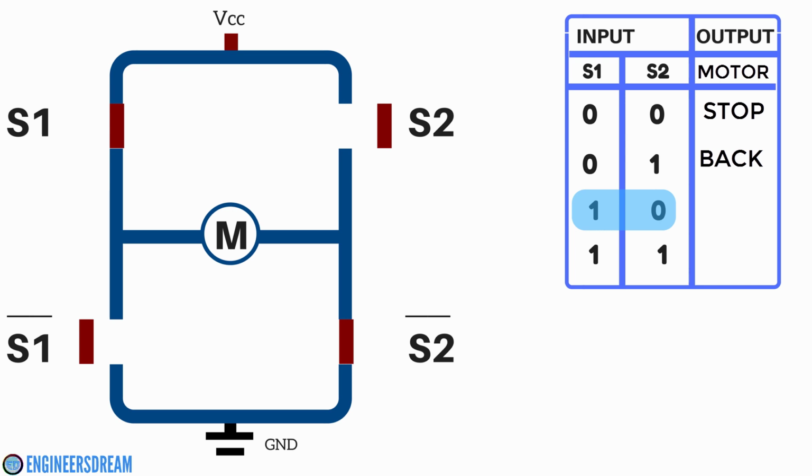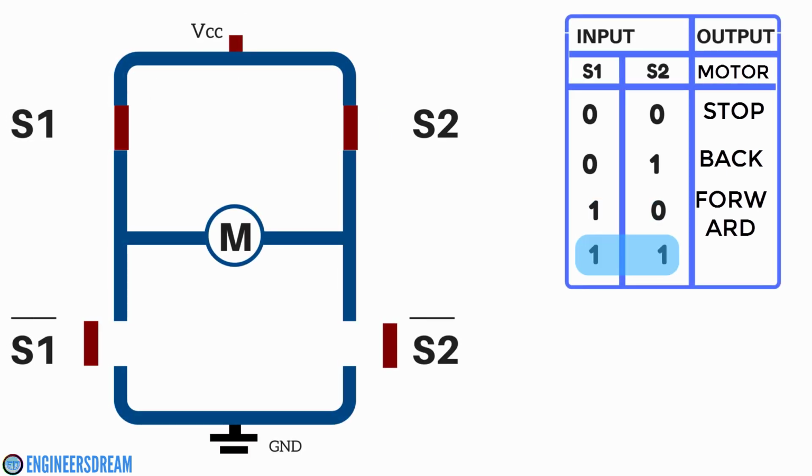Next, if we give a condition of 1 0, that is S1 is 1 and S2 is 0. In this case the S1 switch will be closed, S2 switch will be open. Similarly, S1 bar will be open and S2 bar will be closed. So guys, in this case the current will flow from VCC to S1. From S1 it will go to the motors. From the motors it will go to S2 bar, and from S2 bar it will go to the ground. So guys, when you give a condition of high low, the DC motor will move in the forward direction.